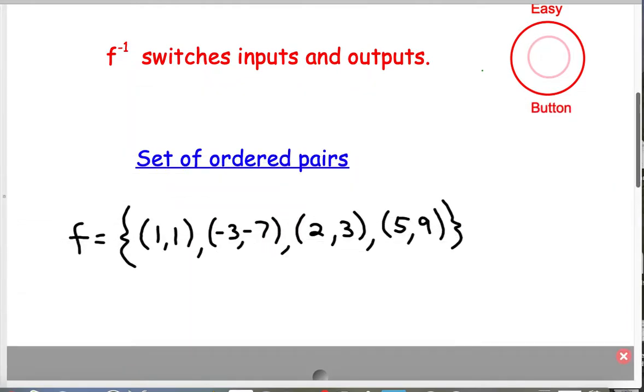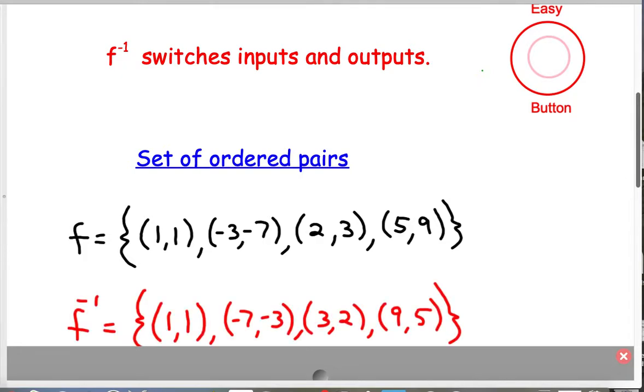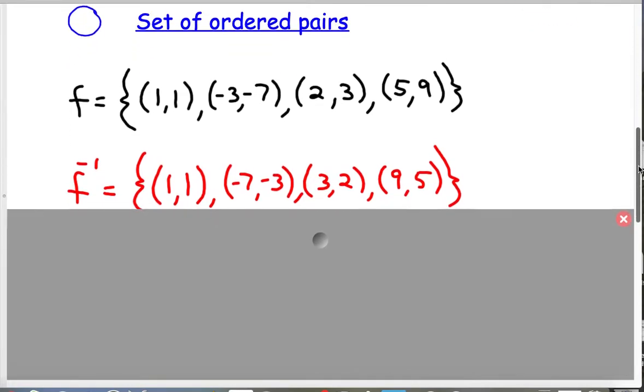What if we have a set of ordered pairs? What would be the inverse for this? Well, we're just going to switch all the inputs with all the outputs. So for example, if negative 3 outputted a negative 7, for the inverse, a negative 7 now will be the input, and negative 3 becomes the output. So we're just switching our inputs with our outputs. And it's as simple as that. So mappings are easy, ordered pairs are easy. What else do we have?